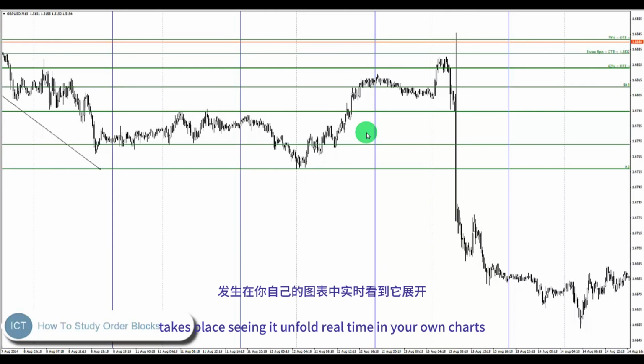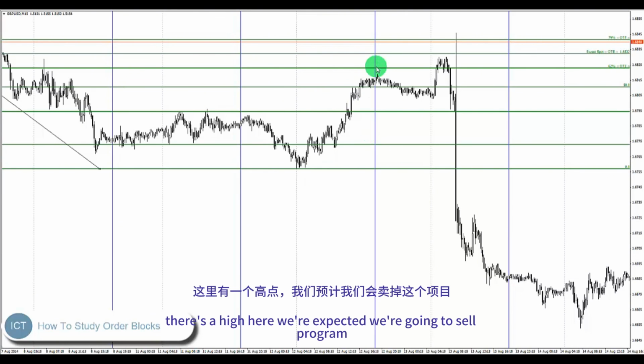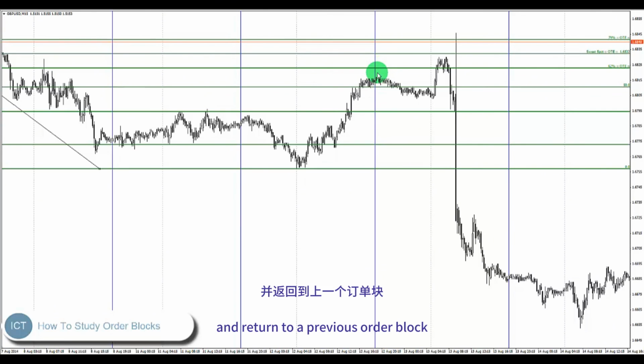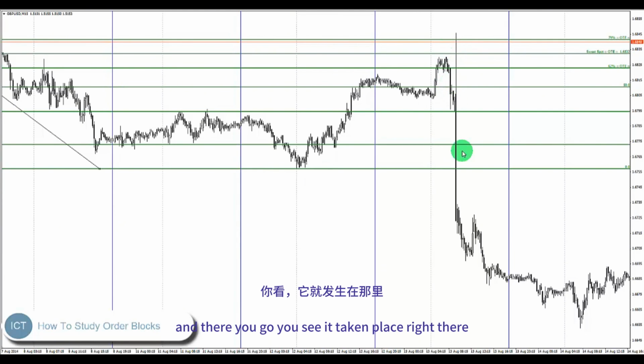And that's where the learning takes place, seeing it unfold in real time in your own charts, marking them up in advance, saying, okay, there's a high here, we're in a sell program, they're going to take the stops most likely and return to a previous order block, and at midnight we're going to see that Judas swing move higher, sucking everybody in on the wrong side of the marketplace, and then there you go. You see it taking place right there. And since it's a wonderful example here, I'm going to close this video on this point and encourage you to do your own study. Don't take my word for it.